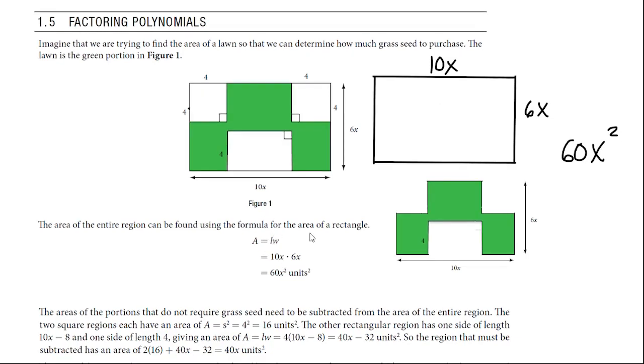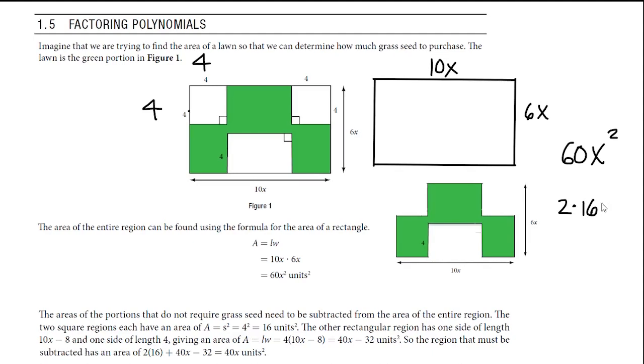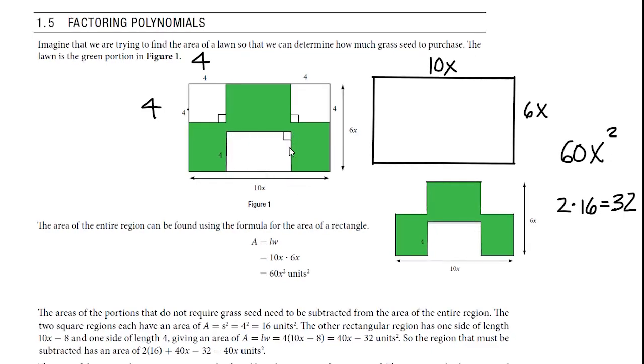So the area for the portions that do not require grass needs to be subtracted from the entire region. Now this cutout right here is 4 by 4, so that's 16. So there's 2 plots of 16 square feet, or 32 in total. And then I need to determine what this area is right here. Well, it says here it's 4 high, and this length right here is actually going to be 10x minus 8, since this length here is 4 and this length here is 4 and this entire length is 10. So this area is 4 times 10x minus 8.